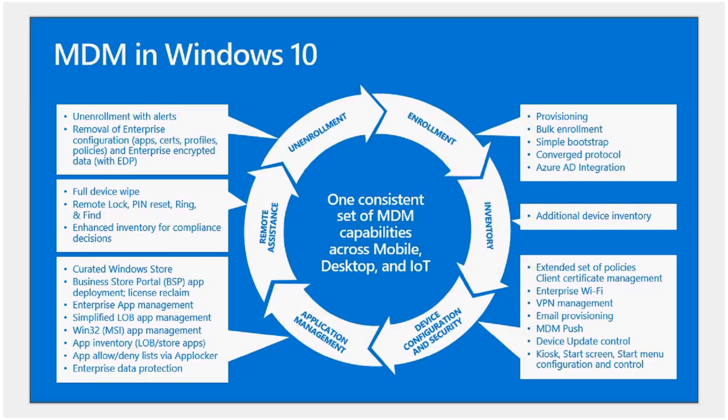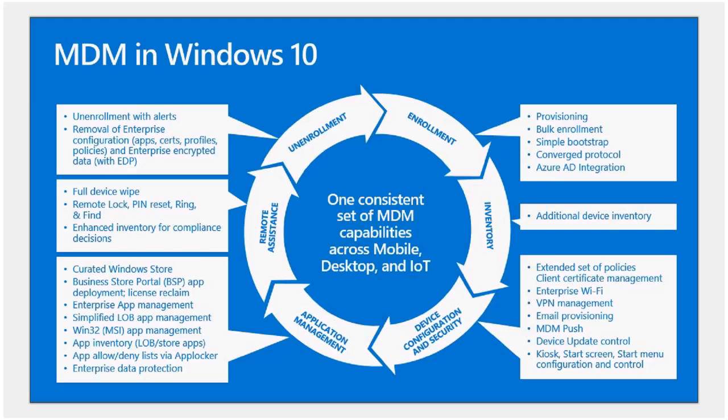We'll extend the application inventory to provide information on line of business and store apps that have been pushed out via MDM. We'll add more support for allow and deny lists by building in AppLocker functionality and be able to control that via MDM. And we'll add support for new Windows 10 features like enterprise data protection so that you can configure those via MDM to really make it simple to implement these new Windows 10 capabilities.